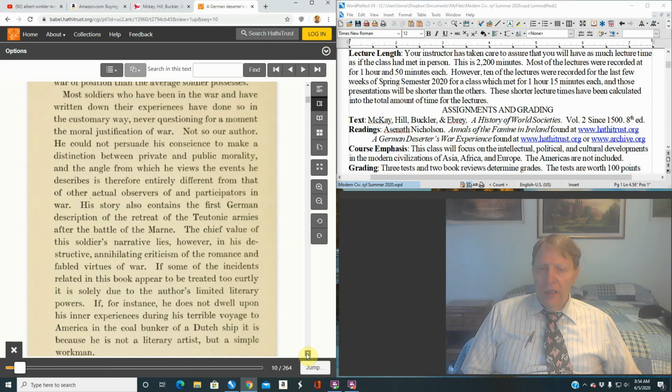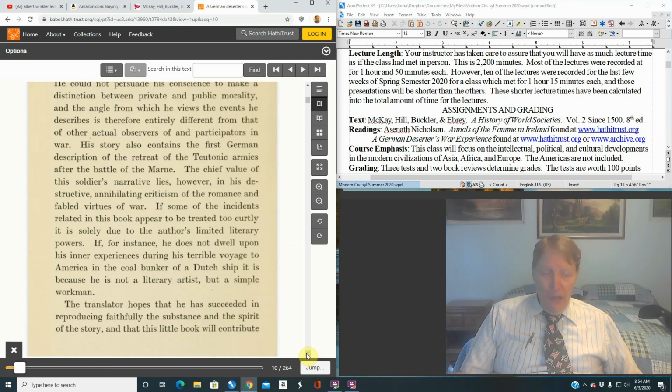And he's just simply a guy who was in the German army. He hates it, doesn't want to be there. Finally, after a year or so of pretty harrowing experiences, he deserts. He's a German deserter. Got on a ship, came over to the United States, and published this in a German newspaper.